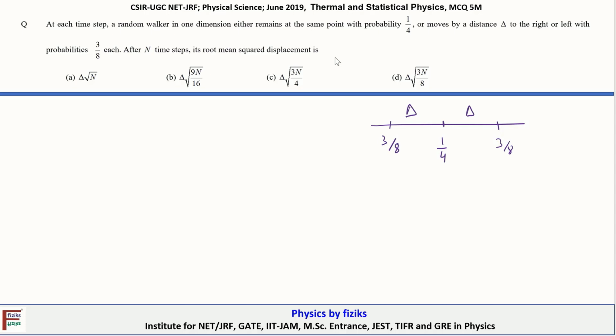So after n such steps, its root mean square displacement is, so we have to find the root mean square displacement after n steps. Okay, so we can solve this problem easily. So let's try to find out the mean square displacement of the random walker.